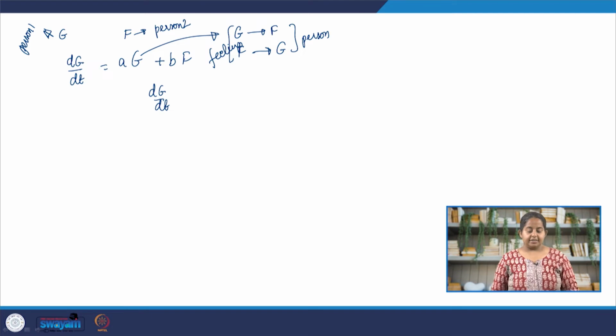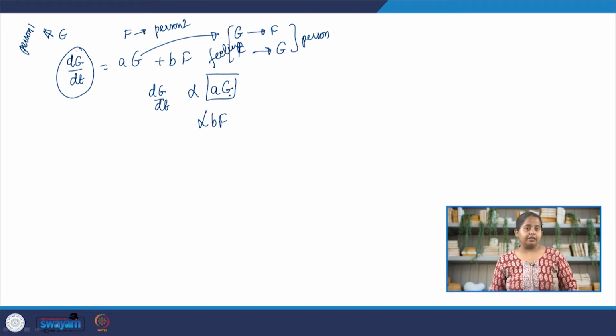So dG/dt is the rate at which the feelings of G are changing over time. Here we can see that dG/dt depends upon two things: one is aG and the other is bF. G is a student whose feelings towards their friend F will change according to how they are feeling currently. So let's say G doesn't like F, G is angry at F. Then G is negative and that will impact the direction in which G's feelings go. The feelings of G towards F will also be impacted by the current feelings of F, which is denoted here by capital F.